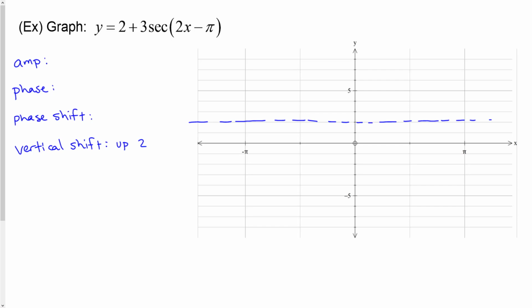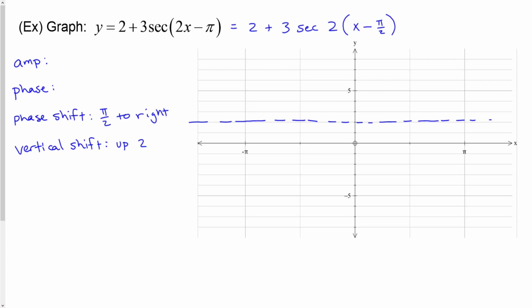The phase shift is a little trickier because that 2 is inside these parentheses. So I need to factor that 2 out. I need to write this as 2 plus 3 secant 2 times the quantity x minus pi over 2. Now I can visibly see that my phase shift is pi over 2 units to the right.